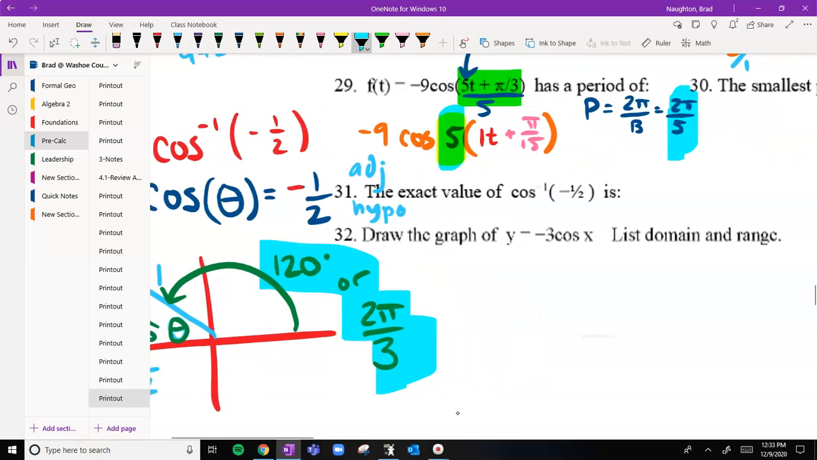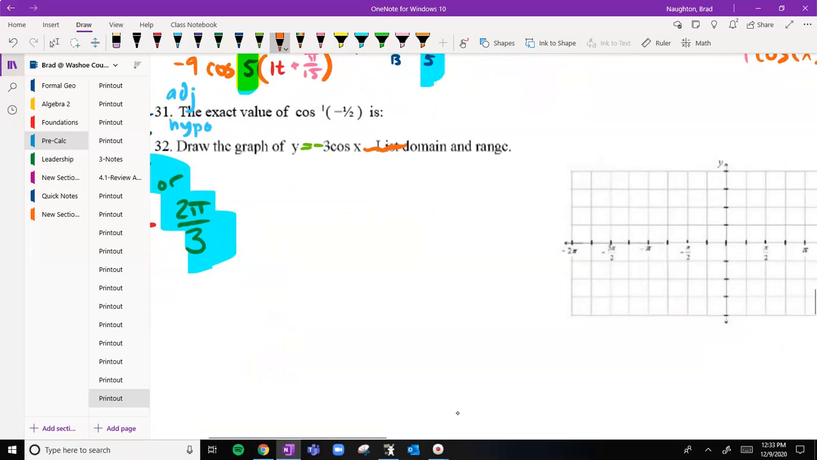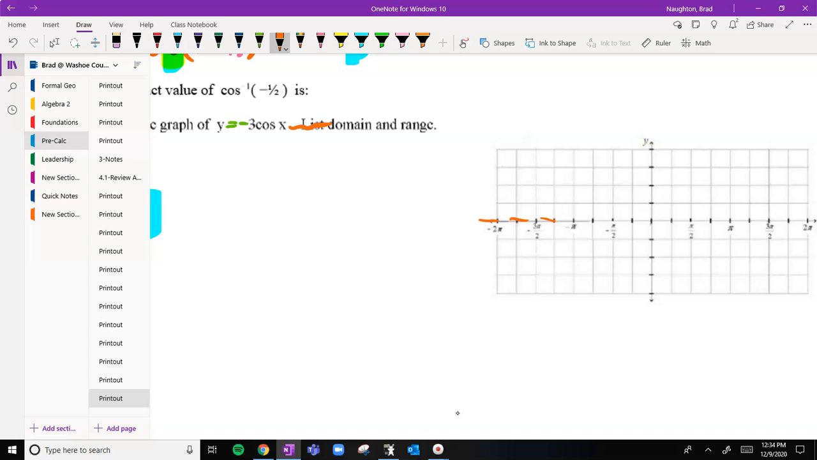Cool? Alrighty. So it says draw the graph. Let me draw this in. For -3 cosine of x, then do our domain and range. So first thing I'm going to do is look for my midline, which is right here. And because it has nothing, we're going to assume our midline here is right here at 0.